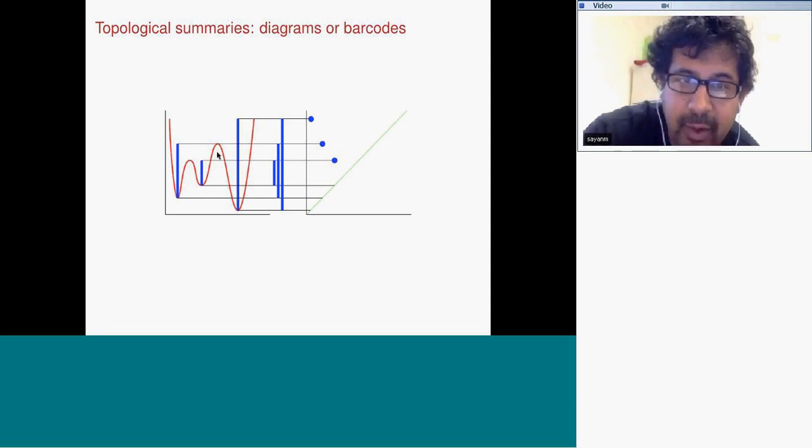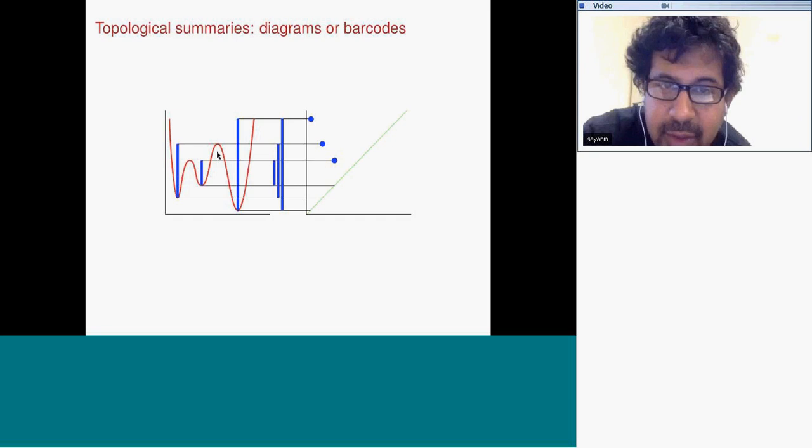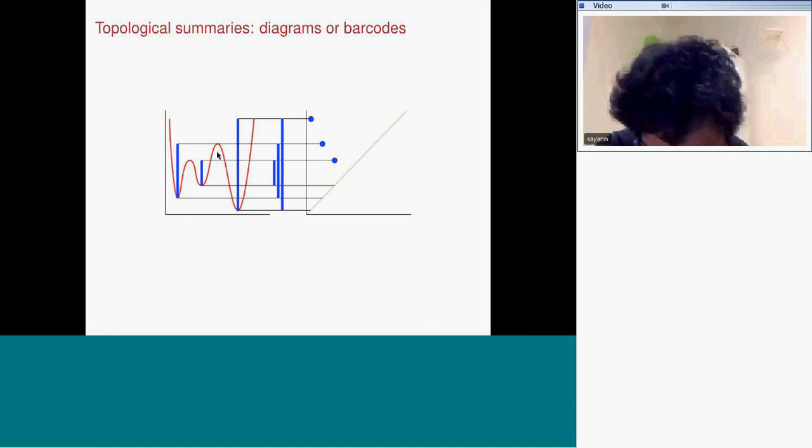Now, on the far left, we have the function. In the middle is a barcode representation, and on the right, we have a persistence diagram. The barcode and the persistence diagram are in a sense the same. They're just two different representations of a summary. And one can start asking a very simple question.